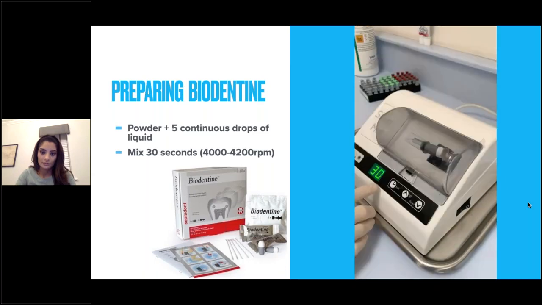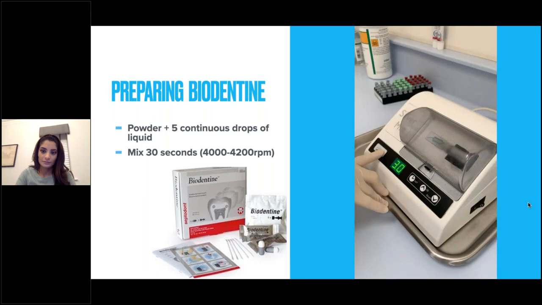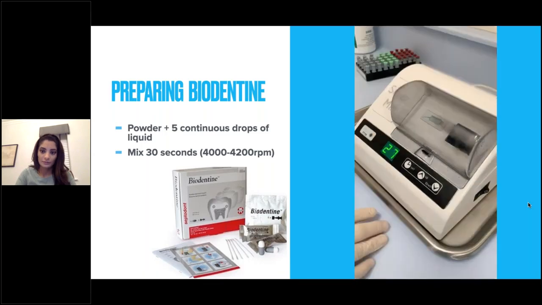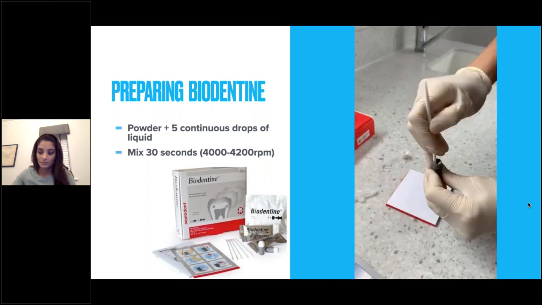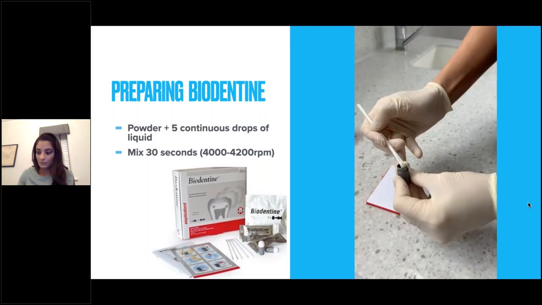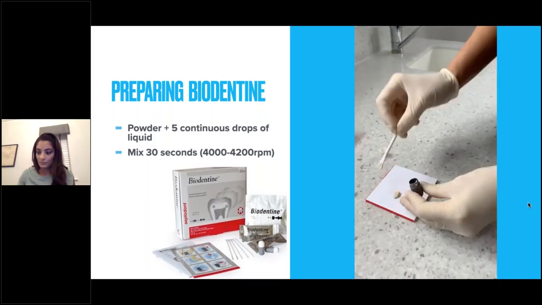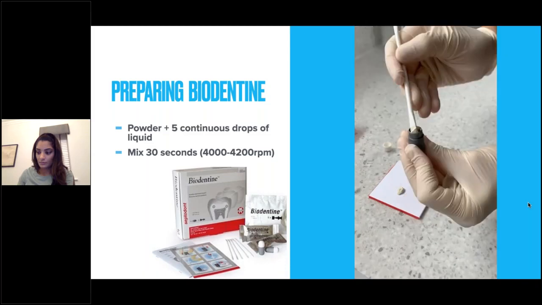When you open it, you will get your biodentine out. You can use this spatula just to scrape it out. And you can see it's quite a nice consistency that we can play with and put in as we need.